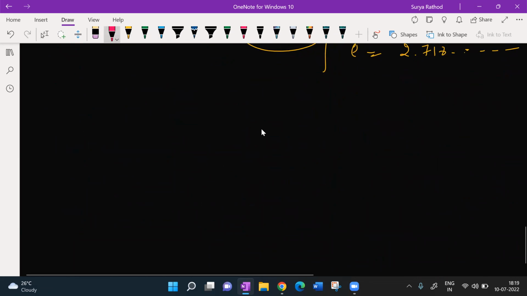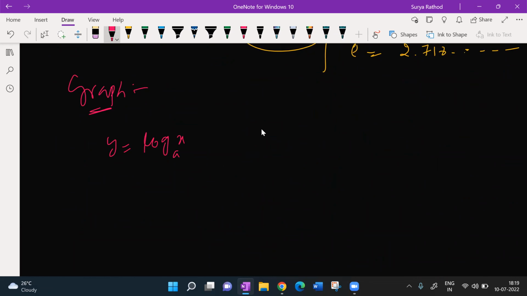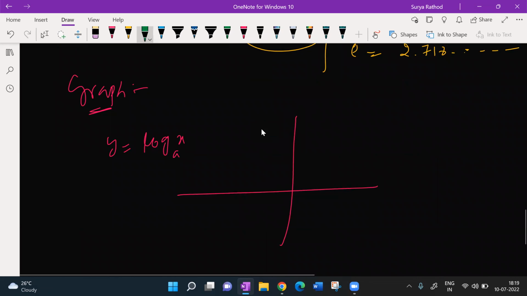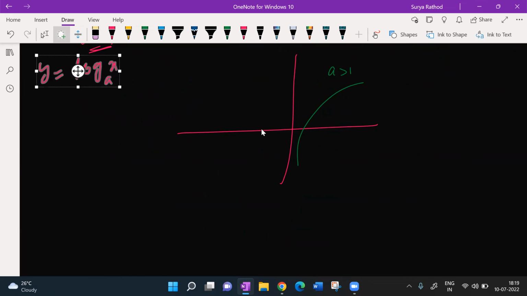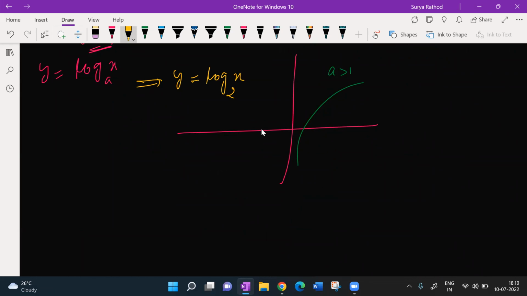Sir, how is the graph of this log function going to be? For suppose if I say y is equal to log x base a, somewhere you will be getting a graph something like this. When a is greater than 1, this is how the graph looks. Now this is the graph of y equals log x with base 2. Here a is 2, which is greater than 1, so such functions have a graph like this.